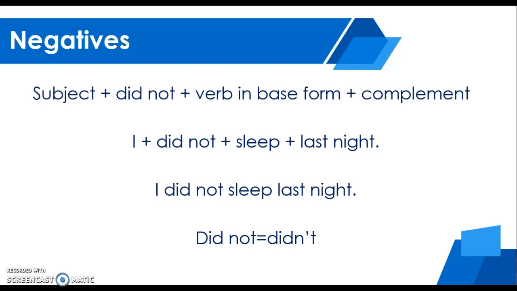In order to form a negative, all you need to do is to use the word did and the word not. As you can see, you only need a subject, did not, the verb in base form, and our complement. For example, I did not sleep last night.